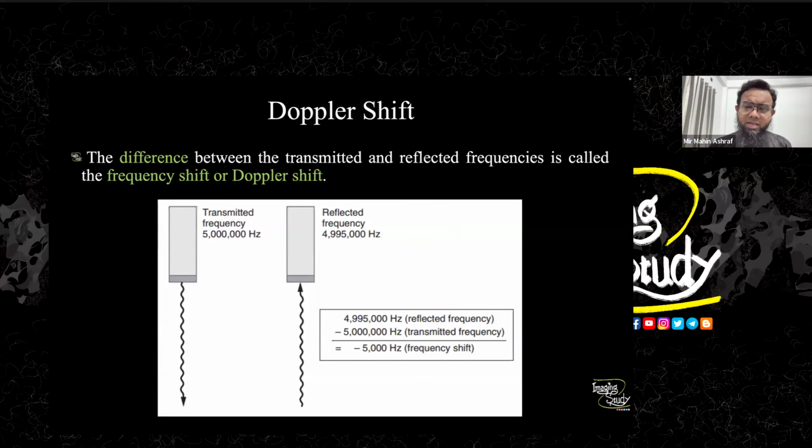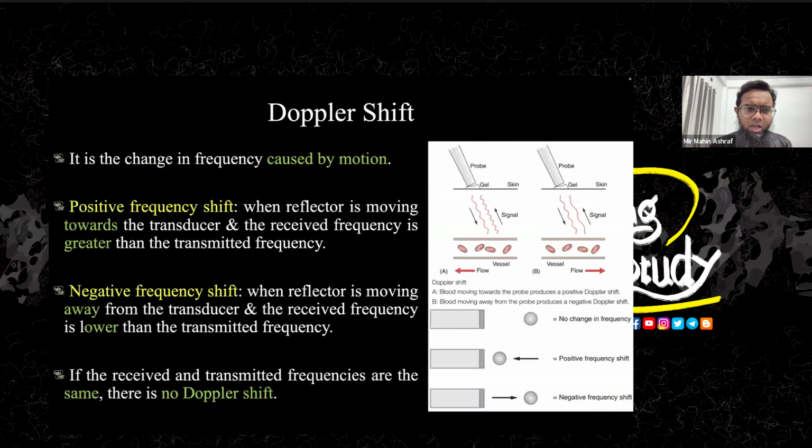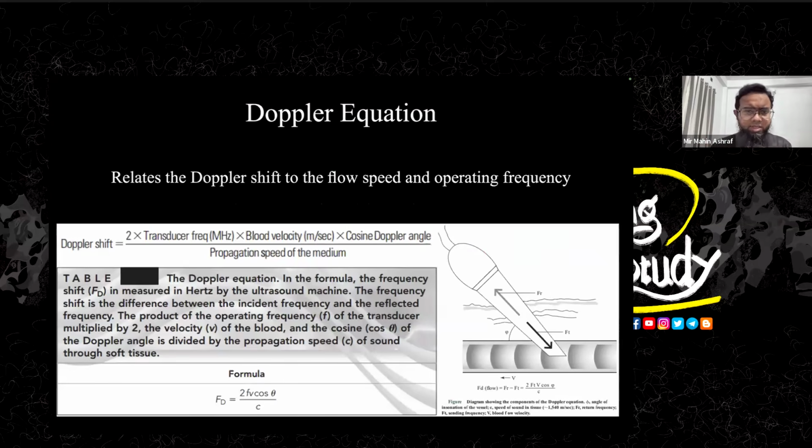So color Doppler machines are based on this Doppler shift mechanism. And we have already heard about the positive and negative frequency shift. If there is no change of frequency, there will be no Doppler shift. Usually our machines show red color on Doppler when there is a positive Doppler shift, and if there is a negative Doppler shift, they show the blue color. So red and blue doesn't mean artery or vein. It means the direction of blood flow. We'll talk about that a little bit later.